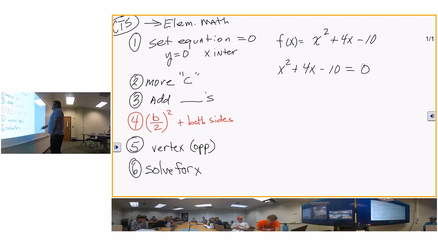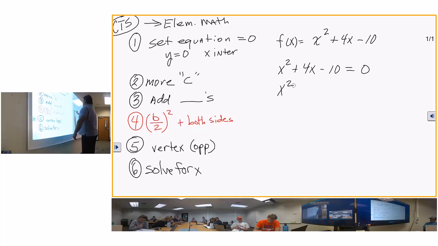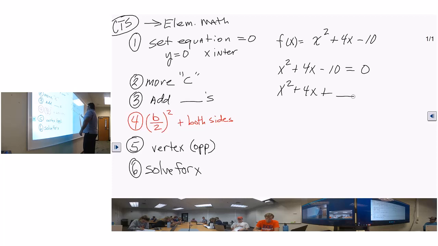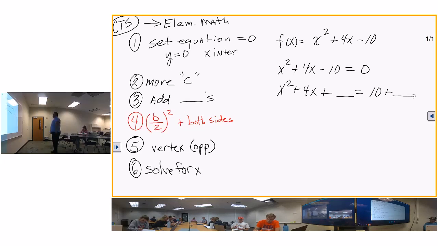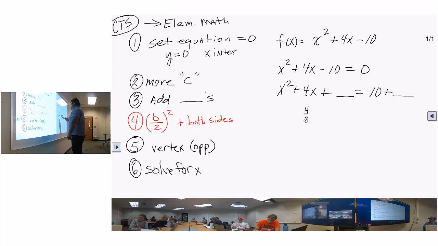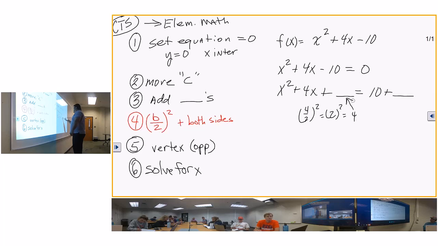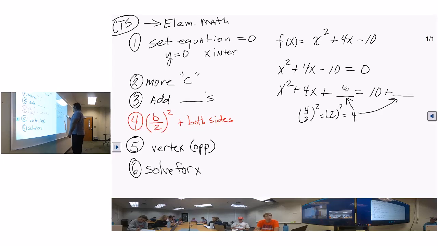Now I'm going to bring the 10 over, x squared plus 4x plus blank, and add my blanks. Now, somebody take half of 4. What's 4 divided by 2? 2. 4 divided by 2 squared is equal to 2 squared, which is equal to what? And that 4 goes there and there.